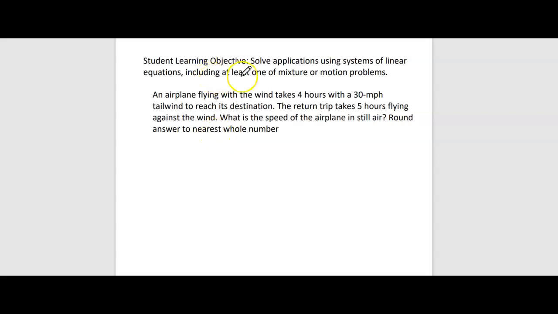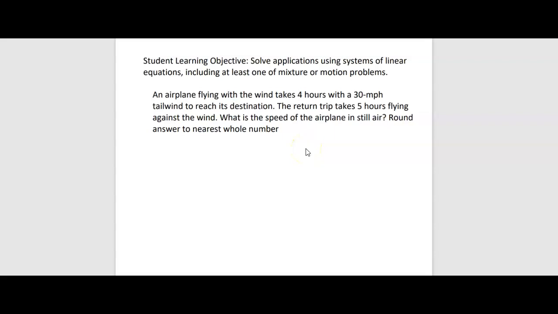Student learning objective: solve applications using systems of linear equations, including motion problems. In this case, we have an airplane flying with the wind, which takes 4 hours with a 30-mile-an-hour tailwind to reach its destination. The return trip takes 5 hours flying against the wind. What is the speed of the airplane in still air? Round to the nearest whole number.